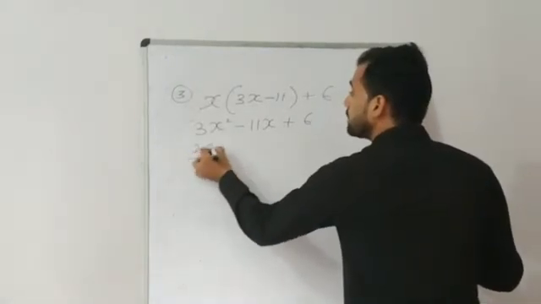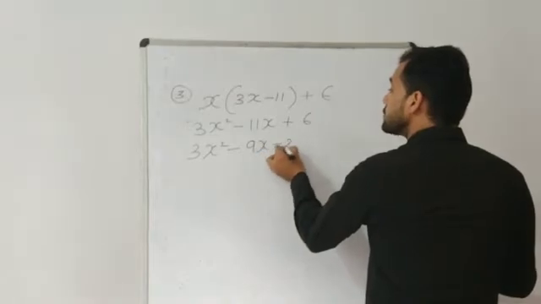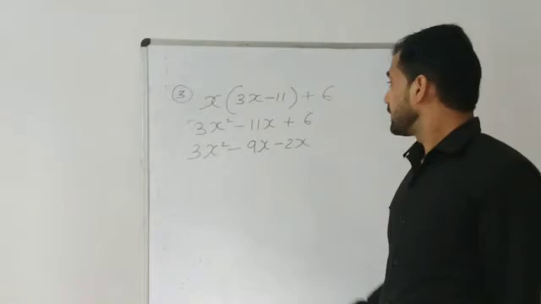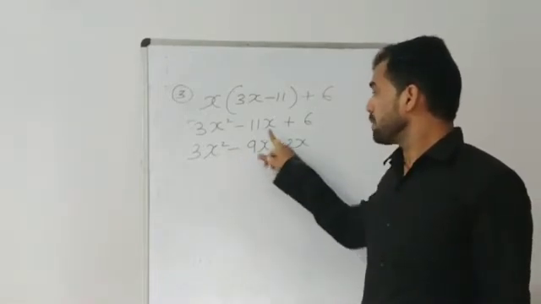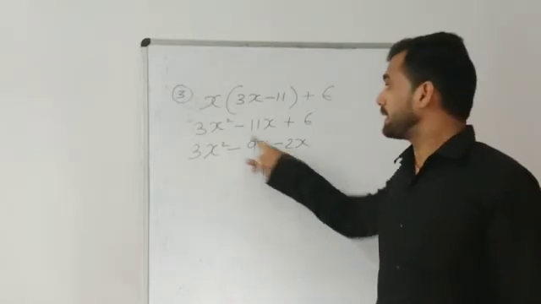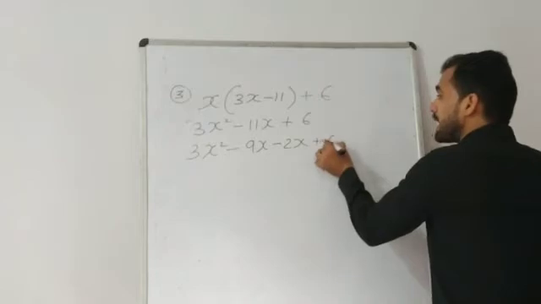So what we will write: 3x square minus 9x minus 2x. Minus 9 minus 2 is minus 11, and minus 9 into minus 2 is plus 18, which matches 3 sixes, plus 18. So plus 6 as it is.